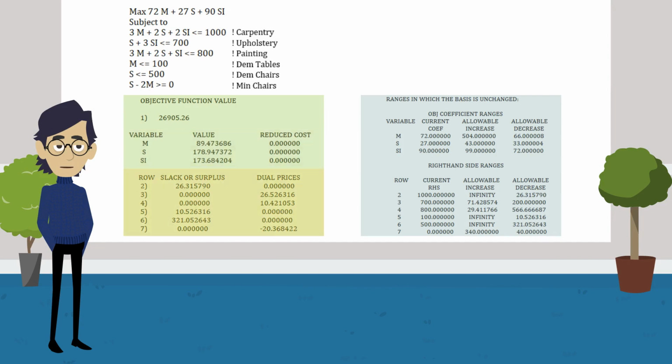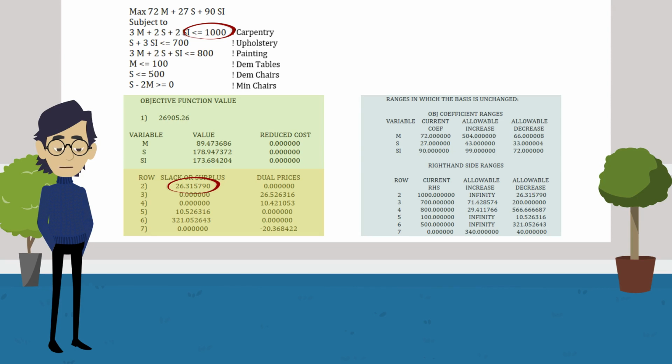The third part of this section is numbered from 2 to 7. Each row is associated with one of the 6 constraints in the problem. The first constraint corresponds to the number 2. In this case we can see that in the column named slack or surplus the number 26.31 is shown. This number represents the non-utilized resource 1. That is, from the 1,000 hours available, we have utilized 973.69 hours.